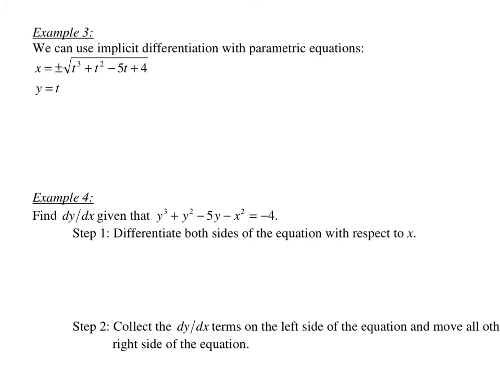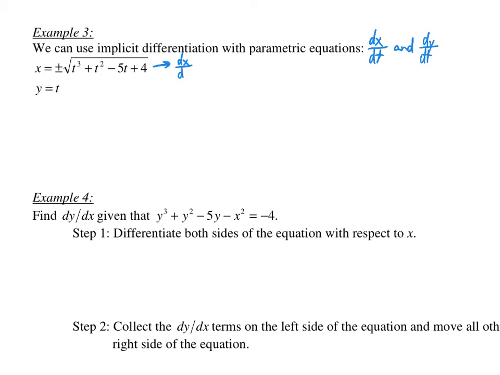So what we're going to be finding here is dx dt, and we can find dy dt. So I'm differentiating with respect to t in this case. Now both of these are written as explicit functions in terms of t. So would I have to do implicit differentiation here? No, I wouldn't have to in this case.